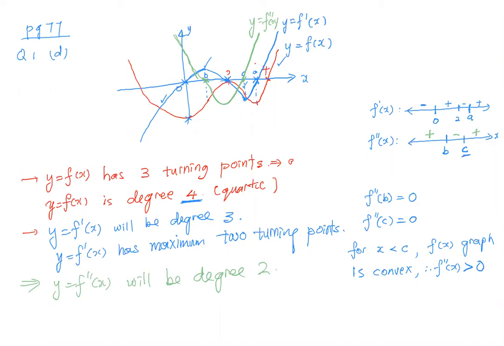So when you talk about graph sketching, the very important thing is the sign diagram. You produce a sign diagram, then only you try to sketch a graph. Then you will know where the graph is supposed to be. You get me?